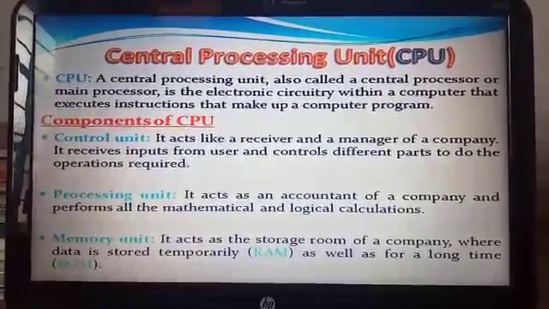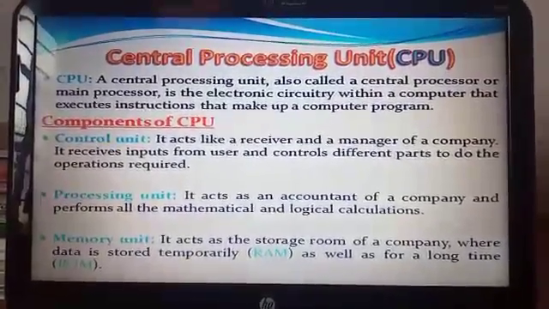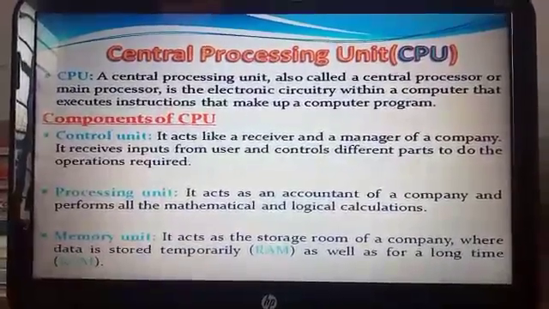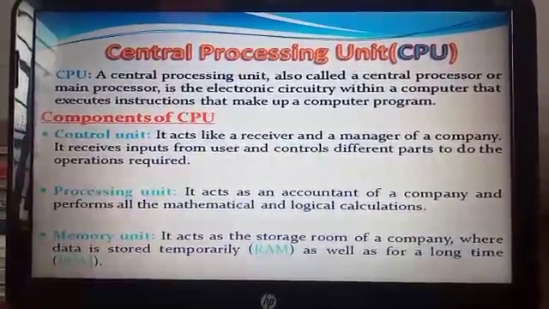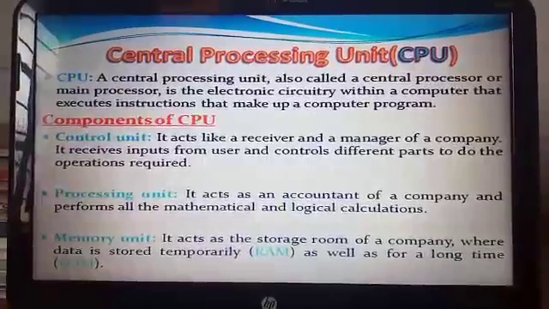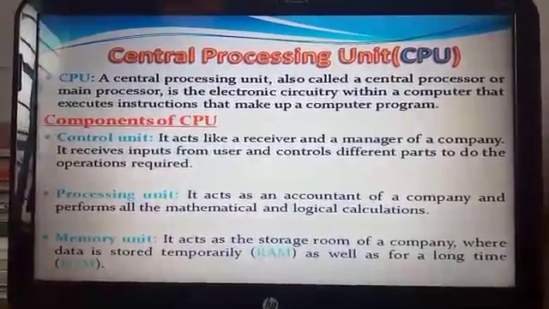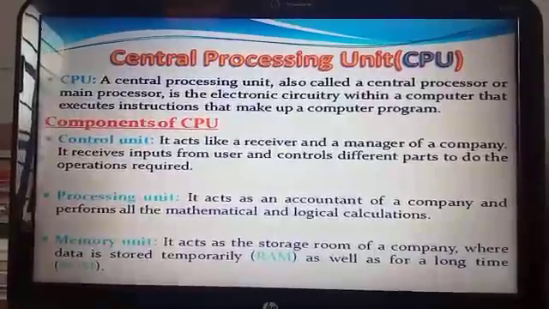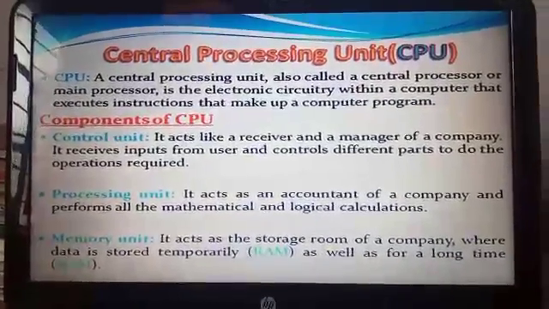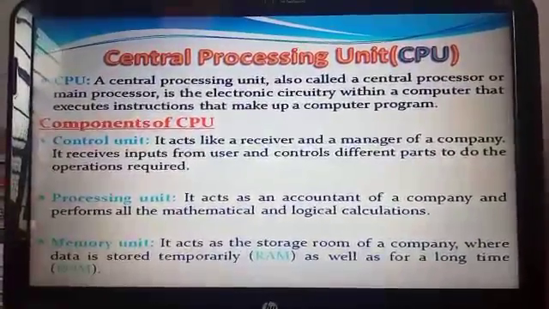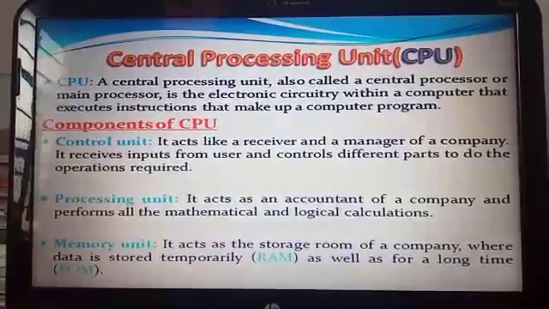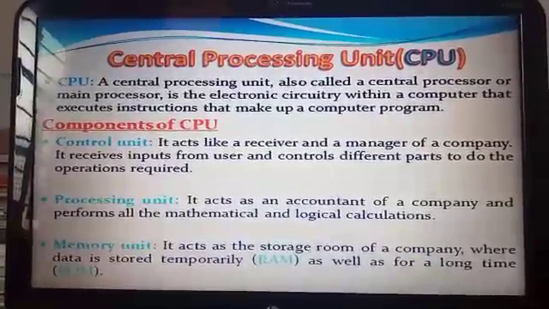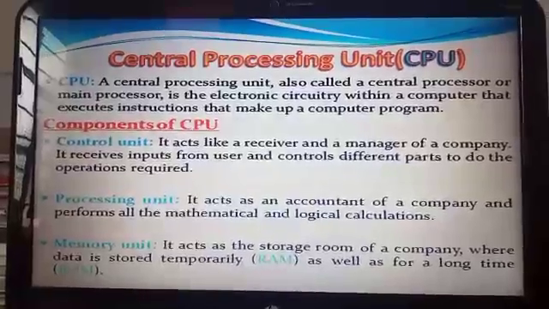We are discussing about CPU. First, we are discussing the definition of CPU. CPU stands for Central Processing Unit. A central processing unit, also called a central processor or main processor, is the electronic circuitry within a computer that executes instructions that make up a computer program.